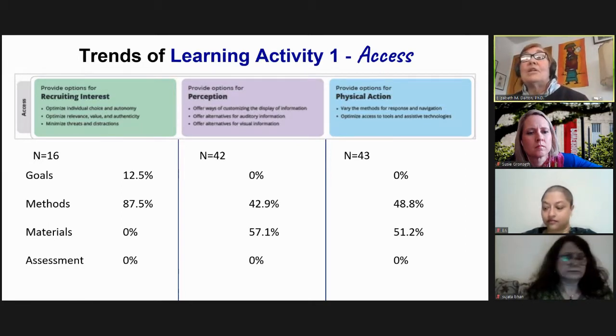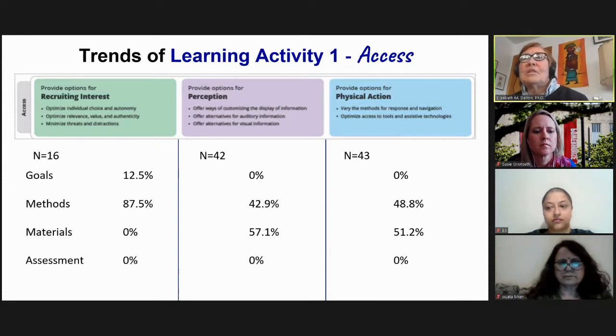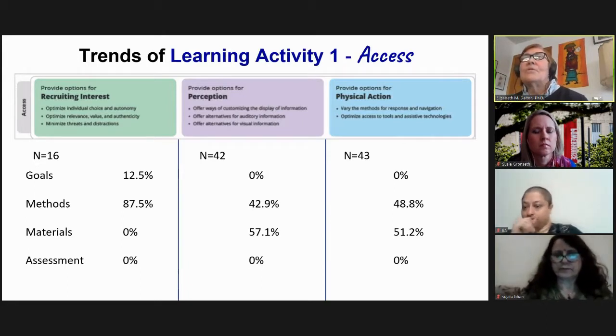There were 42 unique types of responses, but in order to provide options for perception, the areas that the teachers would use that made sense to them were all different types of variations in ideas with regard to methods and materials. And then as for physical action, again, was also methods and materials.